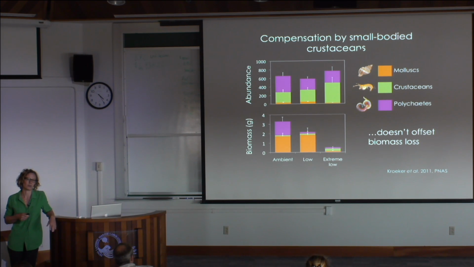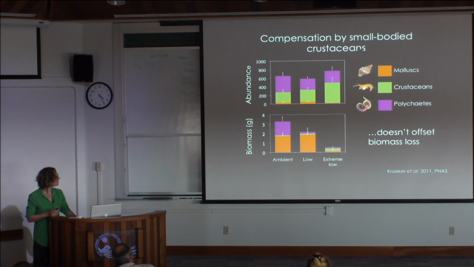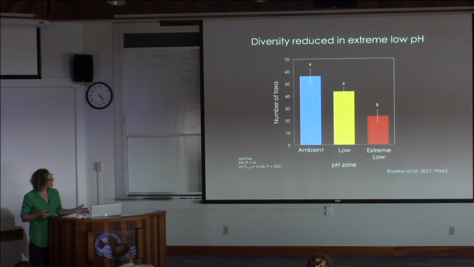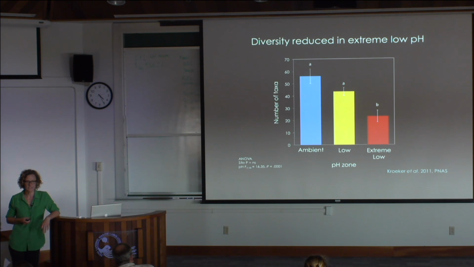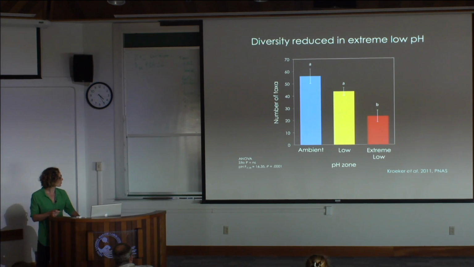We have much lower invertebrate biomass. And many of the fish species that people eat in the Mediterranean and base their livelihoods on are eating invertebrate species. So it's a community reorganization to an entirely different community that's likely to have different services. And in general, we see a reduction in diversity. We don't see any new species in these extreme low pH zones. We're just losing species as we move into these more acidic environments.